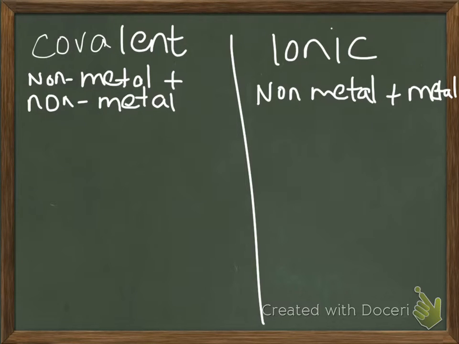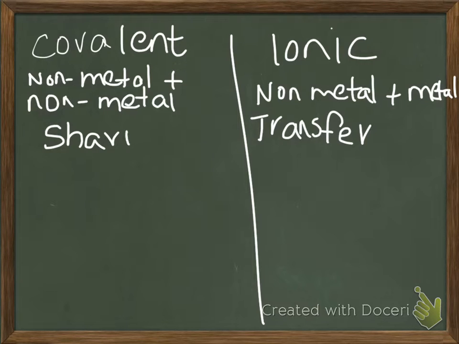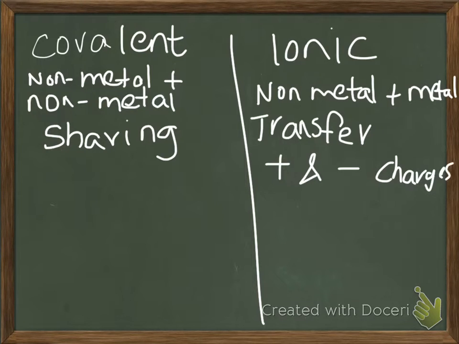And in ionic, electrons are not getting shared, they are getting transferred. So transfer of electrons in ionic, sharing of electrons in covalent. And in ionic bond, we have positive and negative charges. In covalent bond, we have no charges.